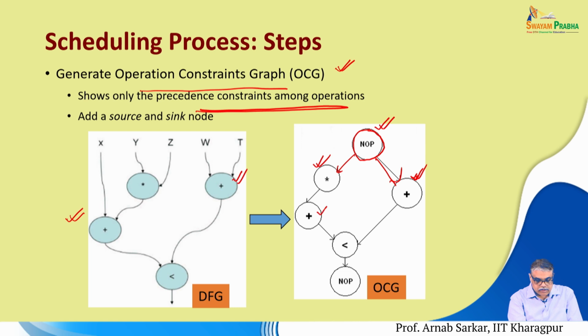The plus depends on the star operation. So, it shows the dependencies, but it does not show the input variables or the output variables, right. So, it only shows the data dependencies. Okay. So, this will be called the operation constraints graph or OCG. In the data flow graph, we remove the input and output variables, and then we add a dummy source and sink node, and then directly from the data flow graph we can obtain the OCG.